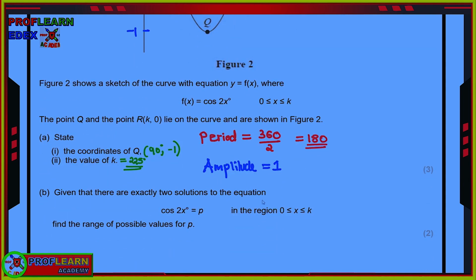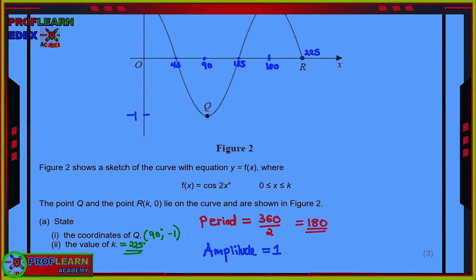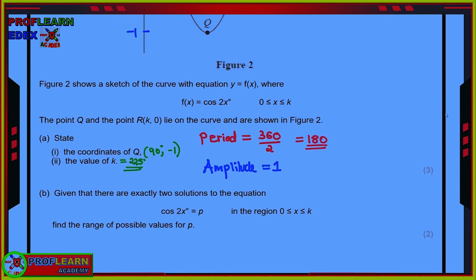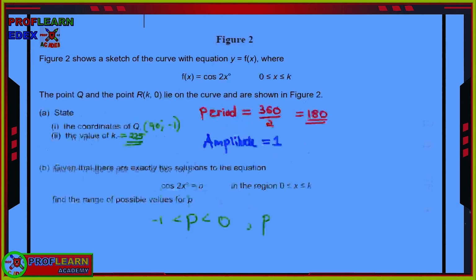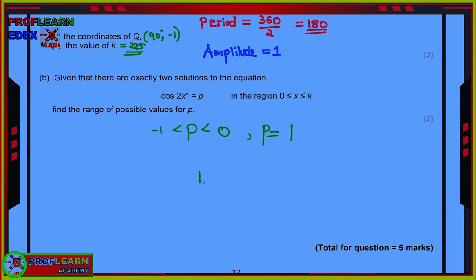Now the next part: you are told that there are exactly two solutions of the equation cos 2x equals p, and we are supposed to find the range of possible values of p. The question had 2 marks here, and we're going to write the range of values of p.